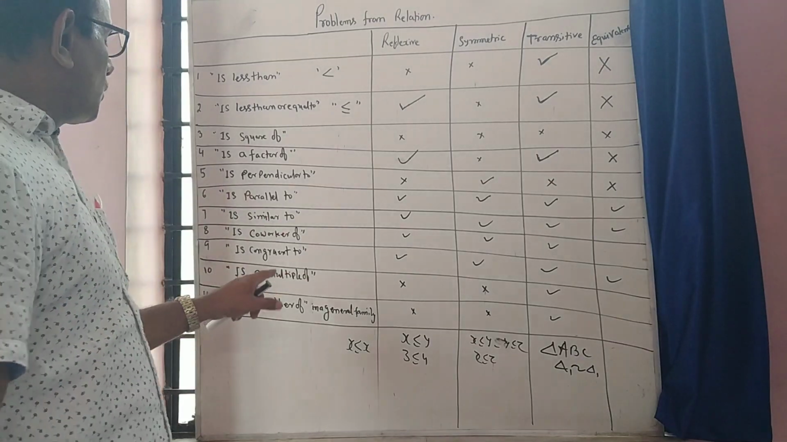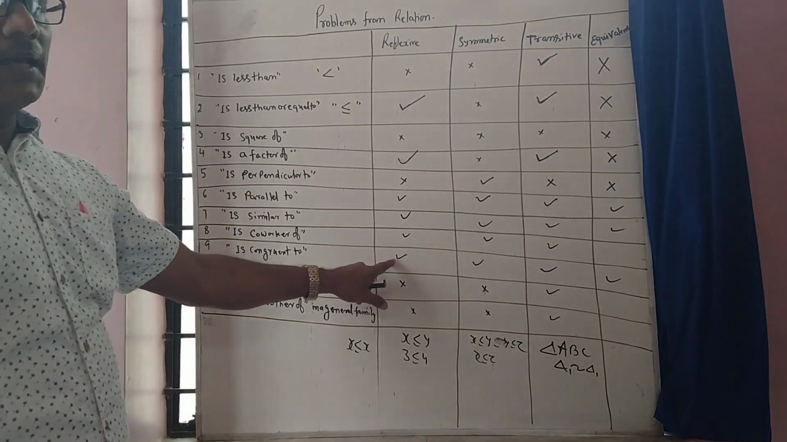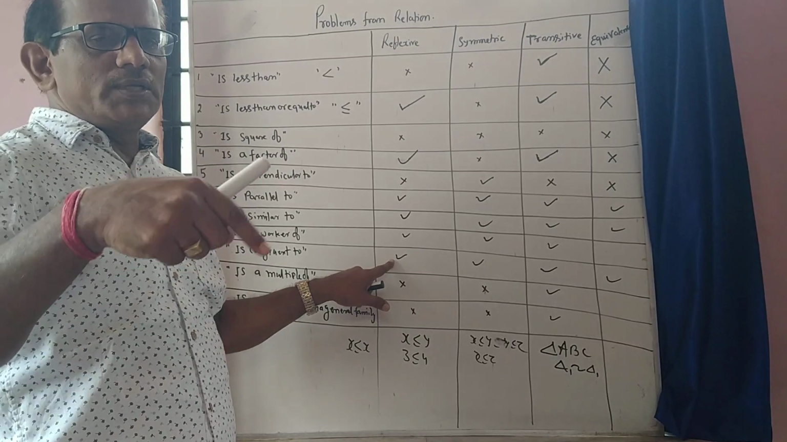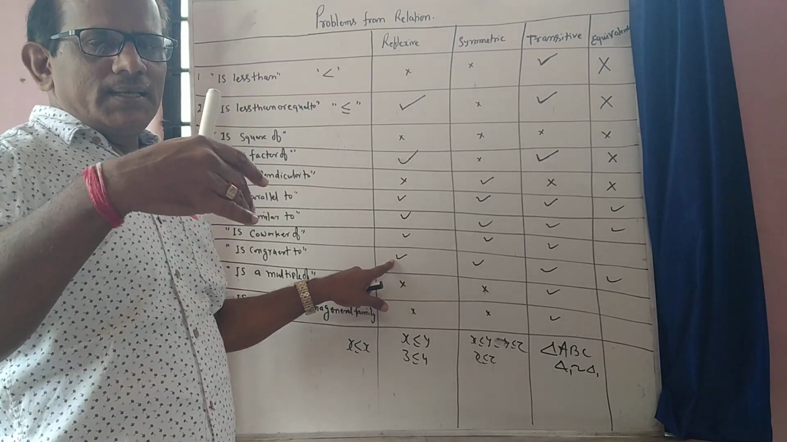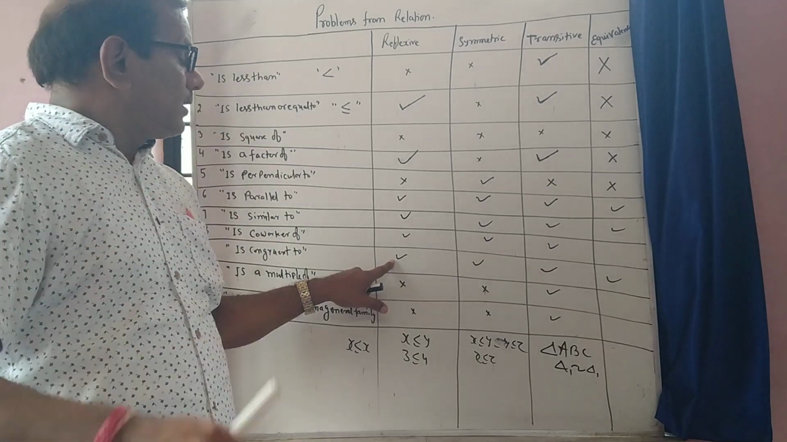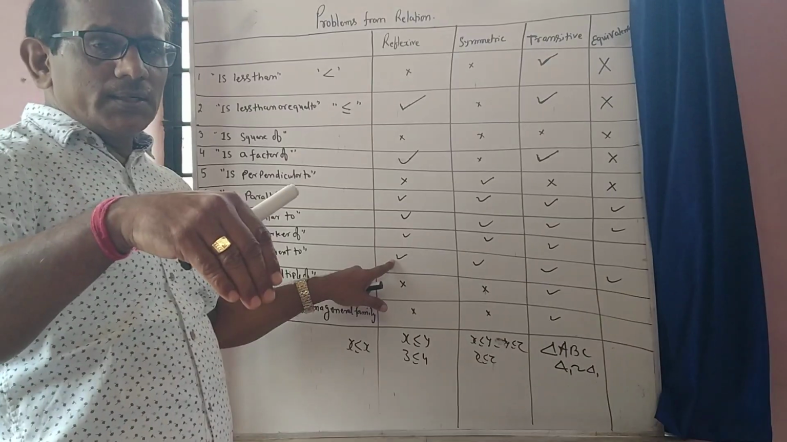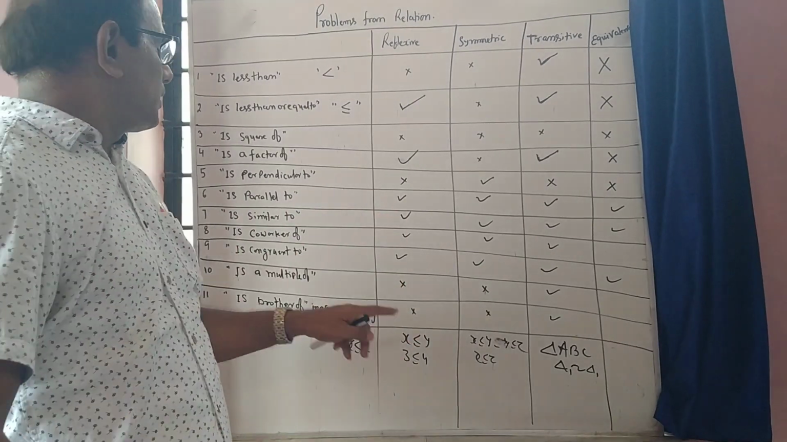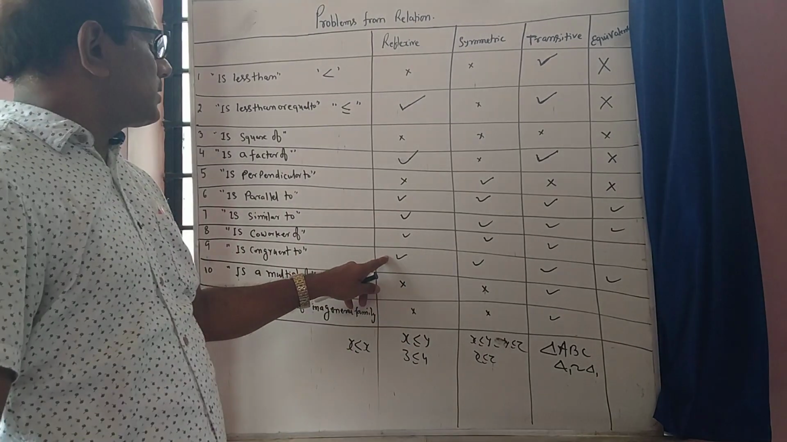The same way for the congruent to relation also. Every triangle is congruent to itself. In lower classes you have proved congruency by SSS, SAS, whatever it is. Every triangle is congruent to itself. Every triangle overlaps itself. So congruency is a reflexive relation.